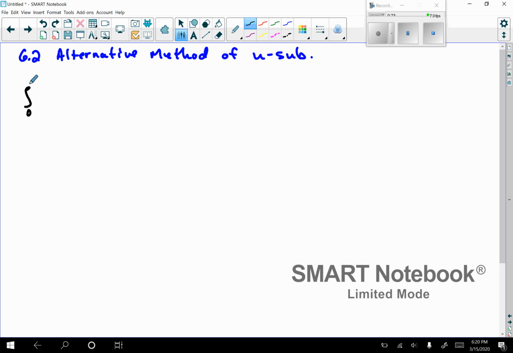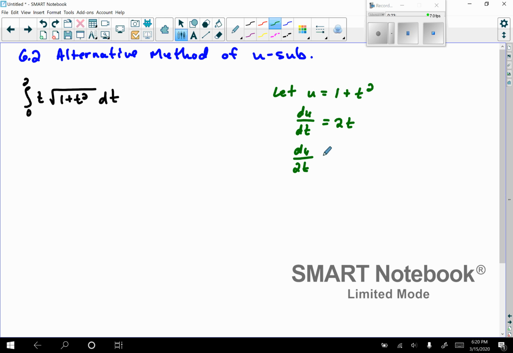Okay, so let's start with the integral from 0 to 2 of t times the square root of 1 plus t squared dt. We're going to let u equal 1 plus t squared. That way du over dt is going to equal 2t, and then du over 2t equals dt. So now this t right here will divide out with the t that's in our denominator. So now this becomes the integral from 0 to 2 of t times u to the 1/2, and then du over 2t.